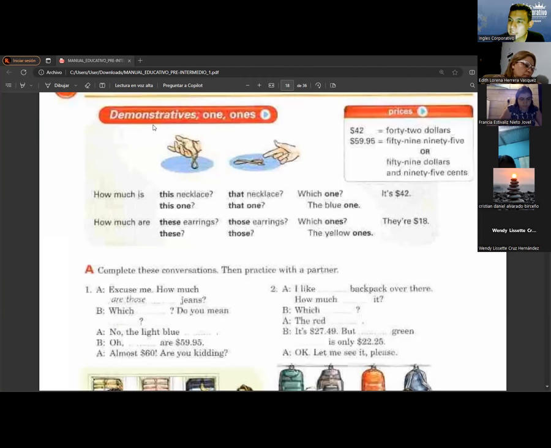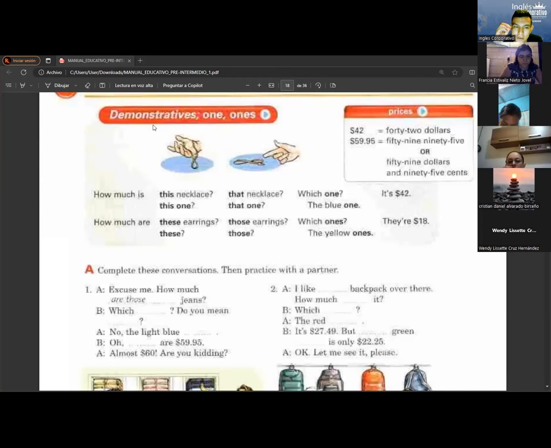This one. La palabra necklace puede ser reemplazada por la palabra one. ¿Y cómo sonaría si lo traduciéramos? Como, ¿cuánto cuesta este? Exacto. Acá tenemos dos formas. How much is this necklace? ¿Cuánto cuesta este collar? O cuánto cuesta este, this one.